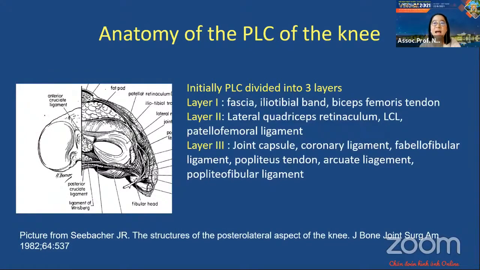Initially, this structure was described in a very complex way by anatomists. It has been described in 3 layers. For example, the first layer is the most superficial, like the biceps femoris tendon. Deeper are structures like the LCL, and the deepest are the capsule structures. This is quite difficult to understand, and it may not be useful in surgery or clinically relevant.